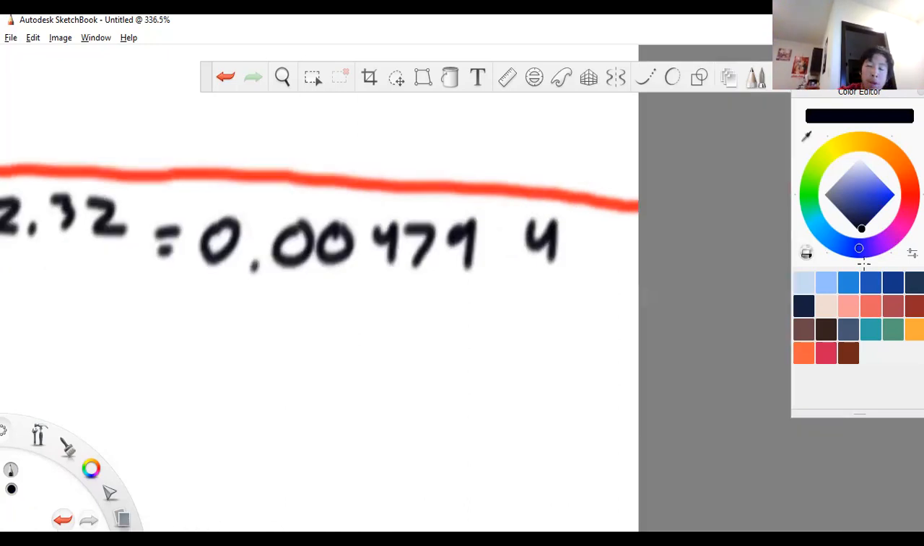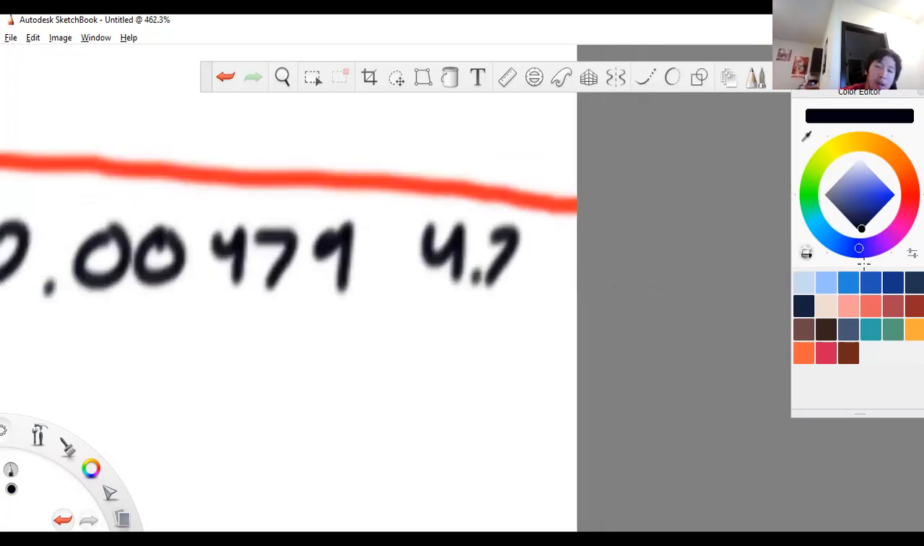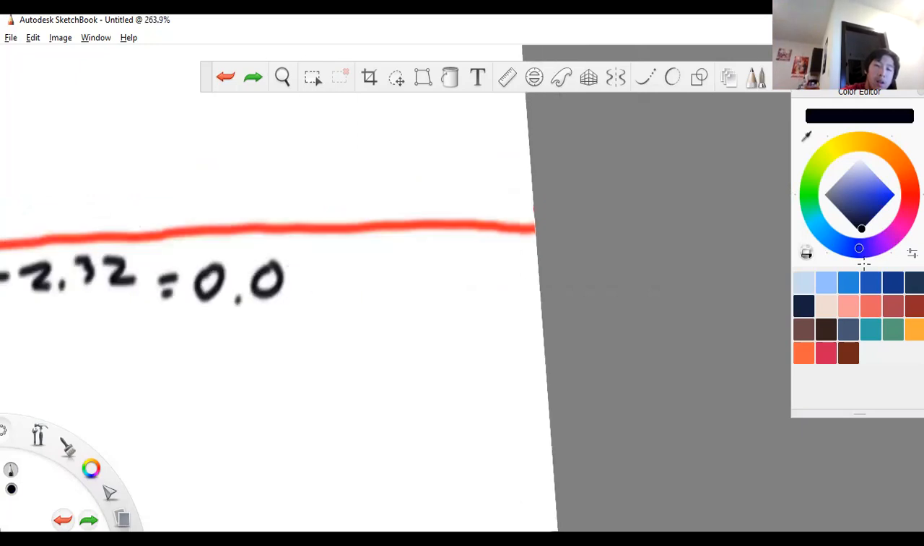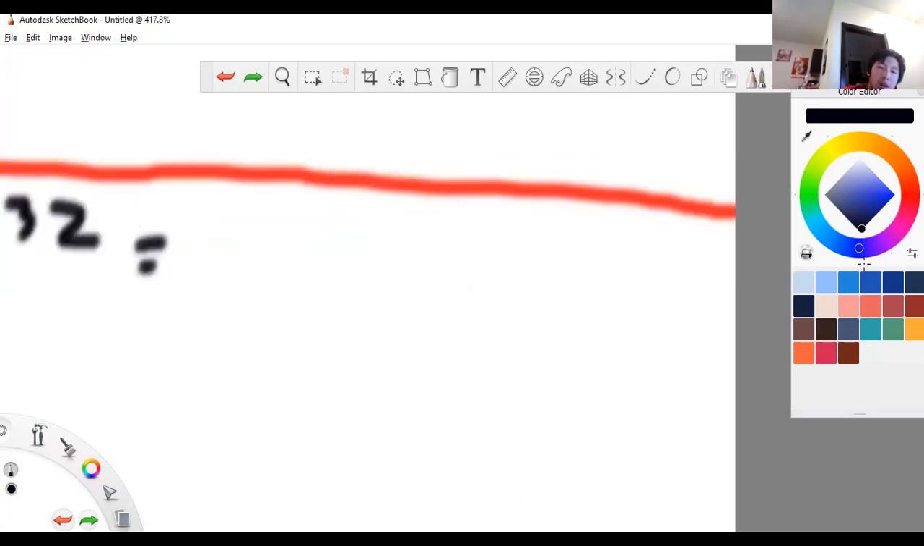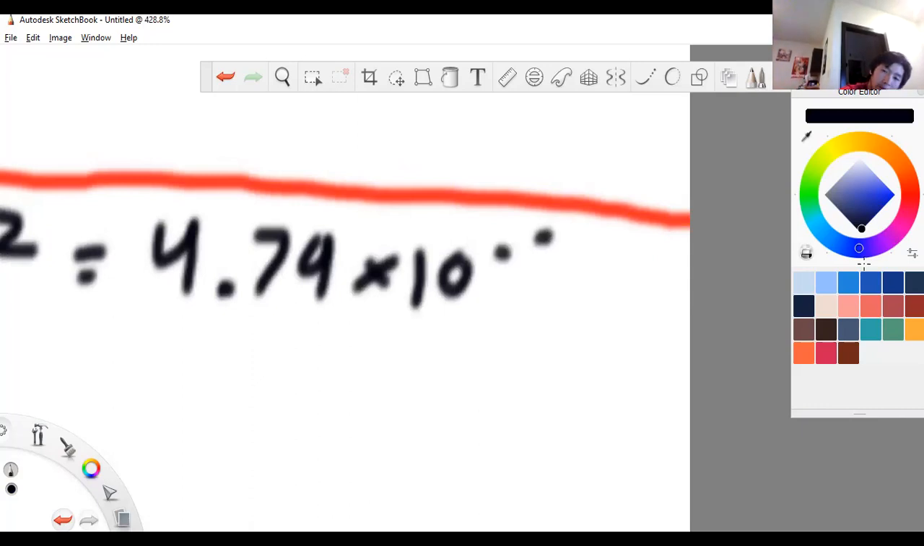There was lightning outside my window. We're not rewriting it as lightning, as amusing as that would be. 4.79 times 10 to the negative 3rd.